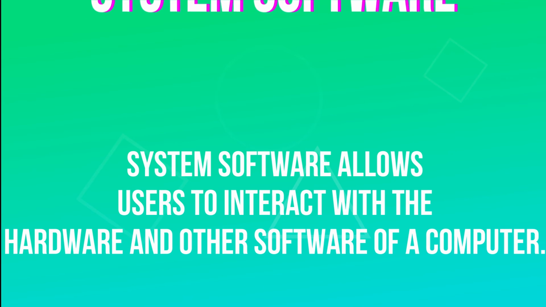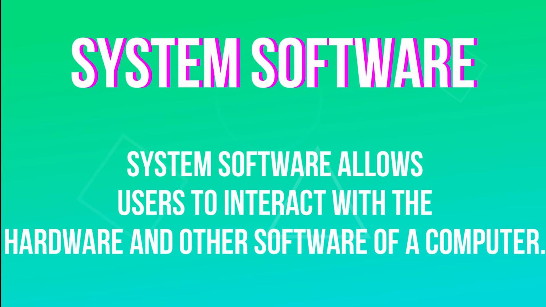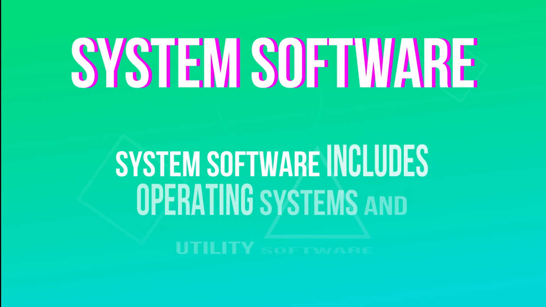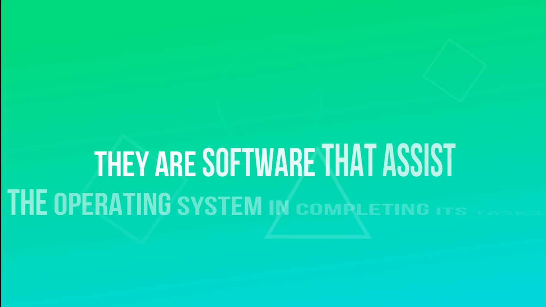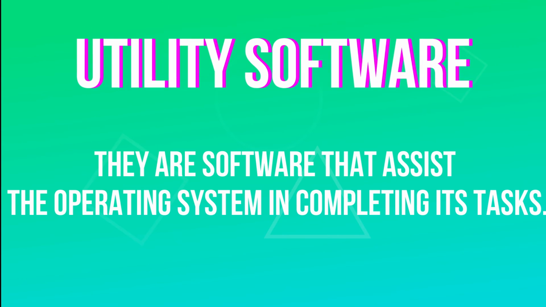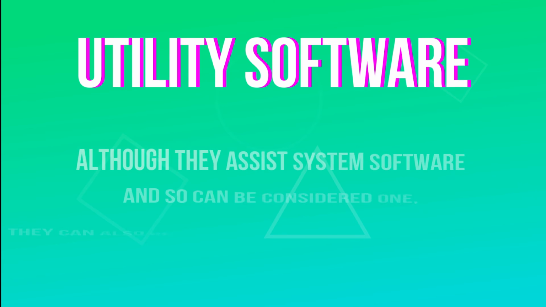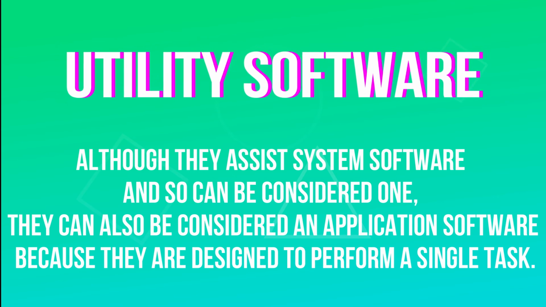On the other hand, system software allows the user to interact with the hardware and other software of a computer. System software includes operating systems and utility software. Utility software is software that assists the operating system in completing its tasks. Although they assist the system software and so can be considered one, they can also be considered application software because they are designed to perform a single task.